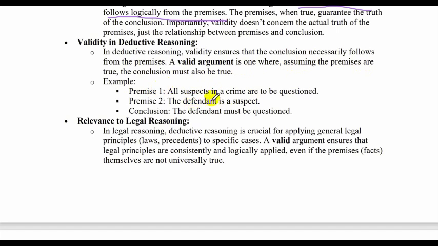Premise 1, all suspects in a crime are to be questioned. Premise 2, the defendant is a suspect. So the defendant must be questioned. It follows naturally. The defendant is to be questioned for the crime.